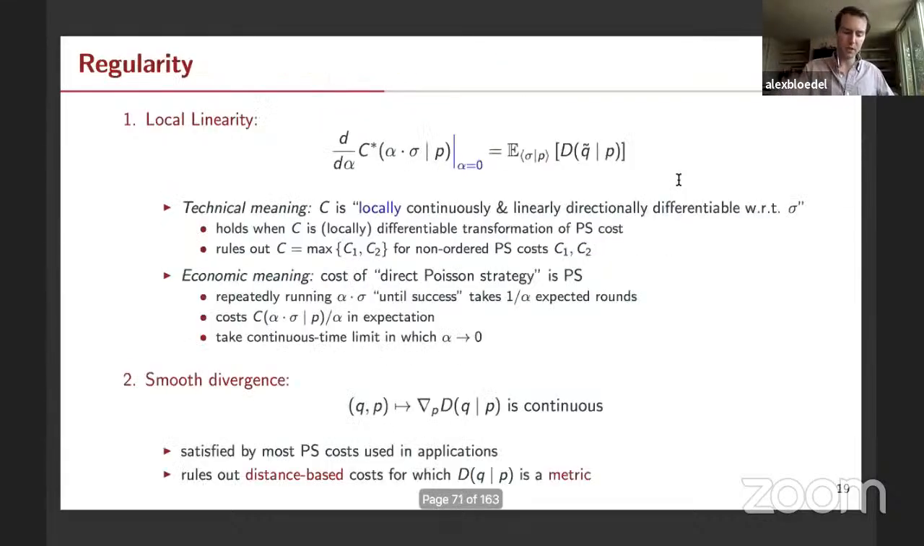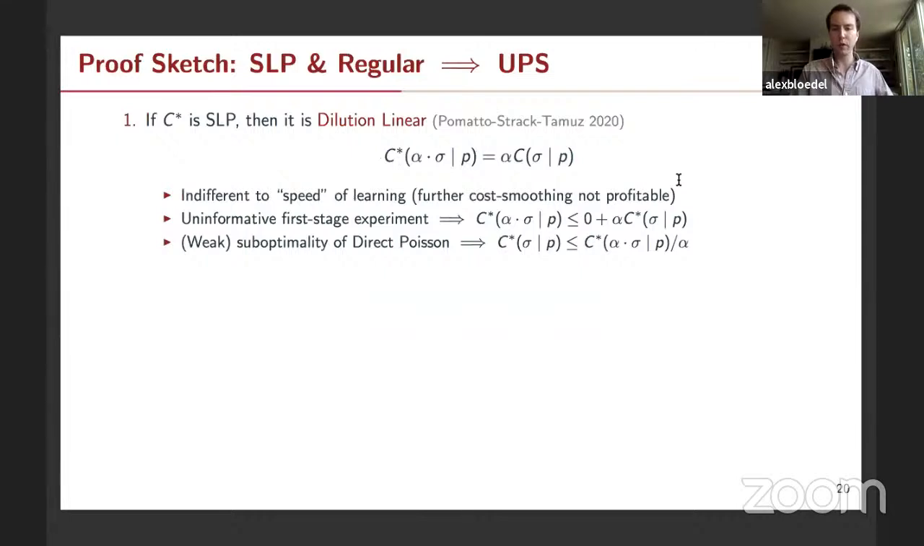Okay, so this is what regularity means. How do we prove the theorem? There are three basic steps. First, the first observation is that every SLP cost function is what we call dilution linear. And this is a condition that appears in one of Philipp's recent papers. Basically, what this means is that the decision maker is indifferent to the speed of learning, in the sense that if you divide this through by alpha, the cost of acquiring any experiment in one shot is equal to the expected cost of following any Poisson strategy, no matter how likely it is that information arrives in any given period.